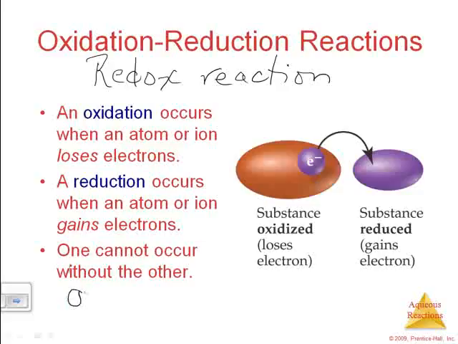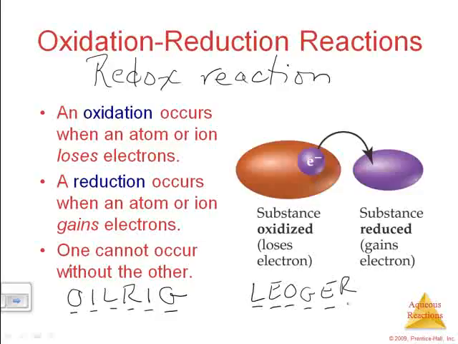memorization aids, I guess. OIL RIG is one. Oxidation is losing electrons. Reduction is gaining electrons. You can also use LEO says GER. Losing electrons is oxidation, gaining electrons is reduction.